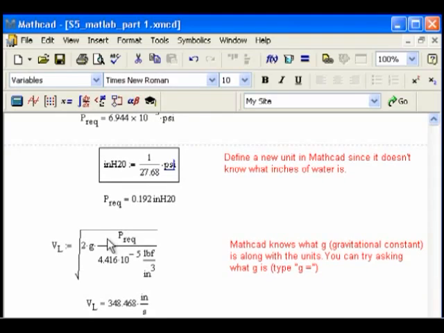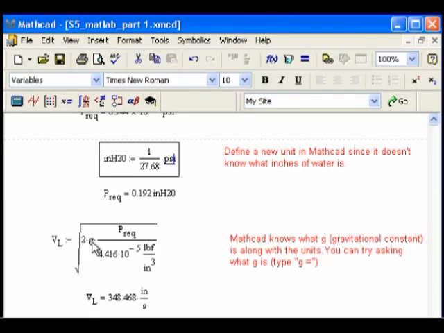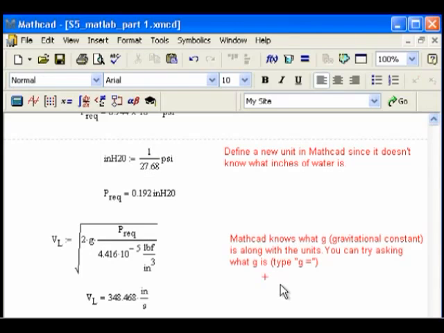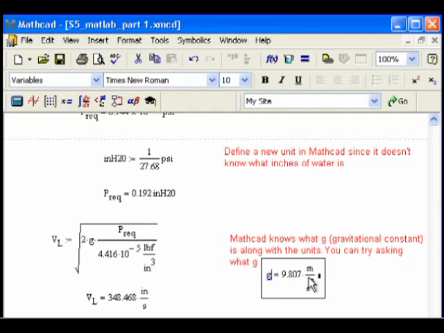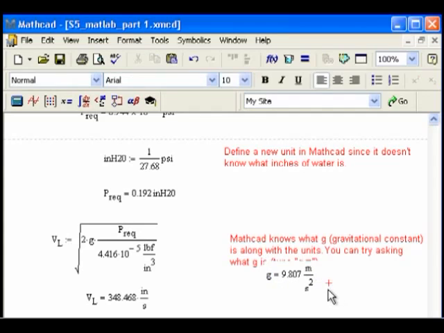All right, so then I can do the leakage velocity, or that V2. Sometimes it's called V2, sometimes it's called VL. 2 times G. Now it knows what G is. It knows that's the gravitational constant, so I don't have to define the units or tell it what it is. In fact, if I just type G equals, it'll tell me what it is. It tells me it's 9.807 meters per second squared, which we all know is G, 9.81 basically.